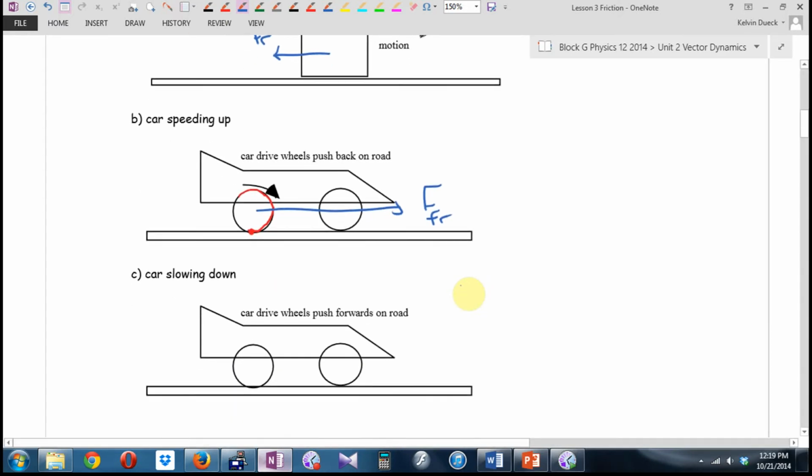What about for a car slowing down? Now, when you slow down, now the tires exert a force in that direction. So which way is friction when you slow down? Backwards.